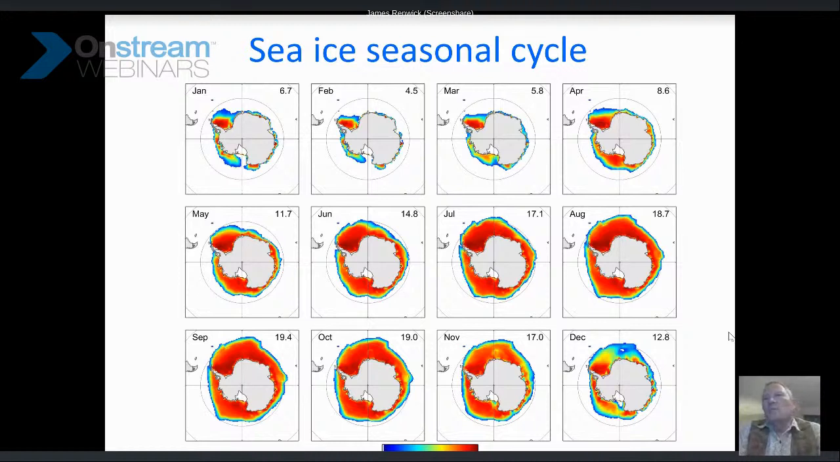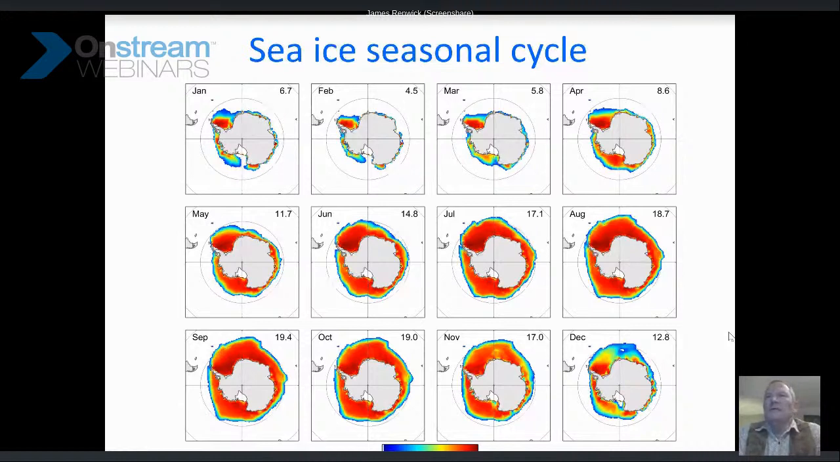So what we see is that there's a massive seasonal cycle in sea ice. It's quite different to the Arctic. In the summer, the minimum is in February, most of the ice has melted, and there's a good region in the Weddell Sea just east of the Antarctic Peninsula and along the West Antarctic coast particularly, but otherwise the sea ice is gone. And the numbers in the top right of each of these boxes is the average extent in millions of square kilometres, so just over 4 million square kilometres in February.